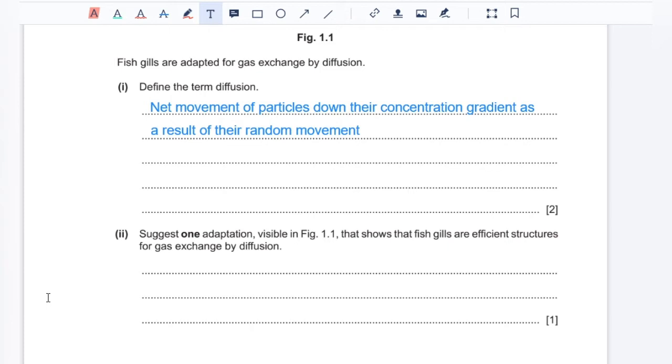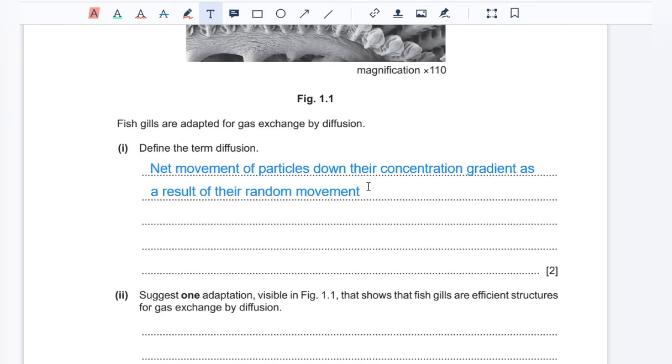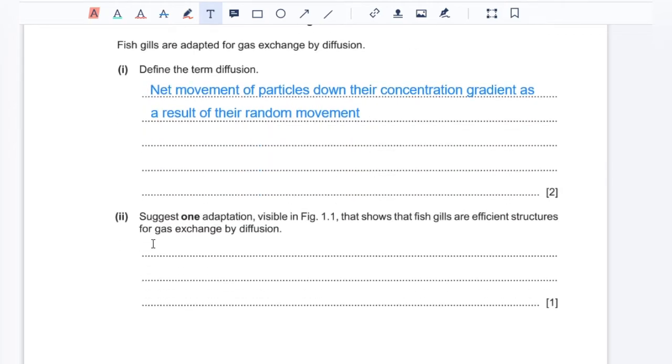2. Suggest one adaptation visible in figure 1.1 that shows that fish gills are efficient structures for gas exchange by diffusion. So gas exchange by diffusion would occur at the surface of the gills, and as you can see over here, the surface area to volume ratio of gills is quite large, and so this will increase the rate of diffusion of gases, which makes it very efficient at gas exchange by diffusion.